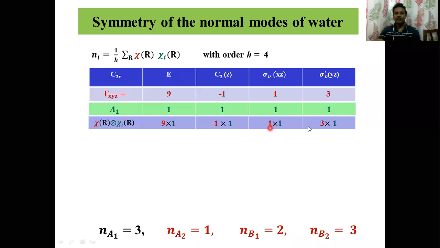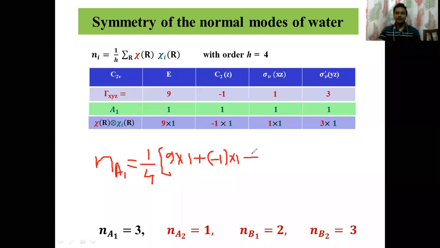Now I need to sum them up. So let's write that. I want to find out N A1. That is going to be equal to 1 by the order of the group, which is 4. Then for the identity operation, I have 9 into 1, plus, for the C2 operation, -1 into 1, plus, for sigma V, 1 into 1, plus, for sigma V prime, 3 into 1.